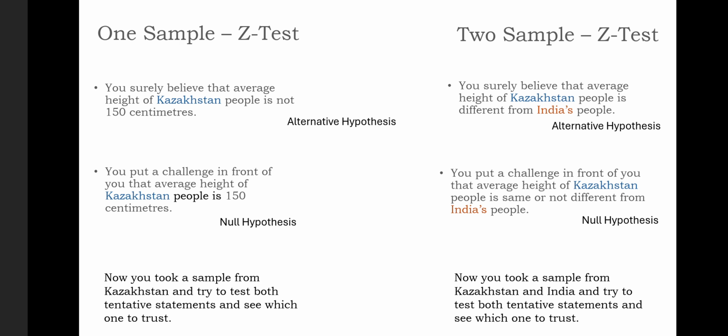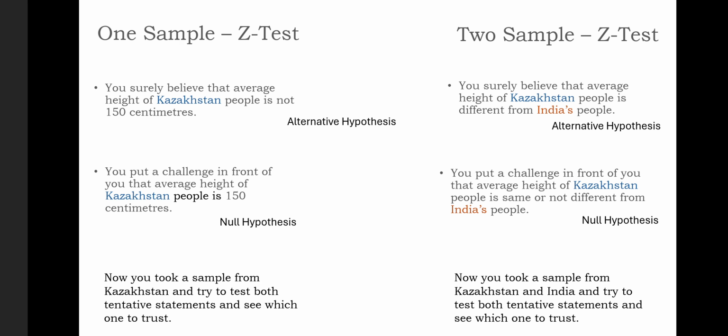Now, look at both these statements. We have one on the left, one on the right. What did we observe? What is the second thing we observe? We observe that in the first one sample Z test, in order to do a Z test, we have to take only one population. We took Kazakhstan as a population and we are taking a sample out of Kazakhstan's people.